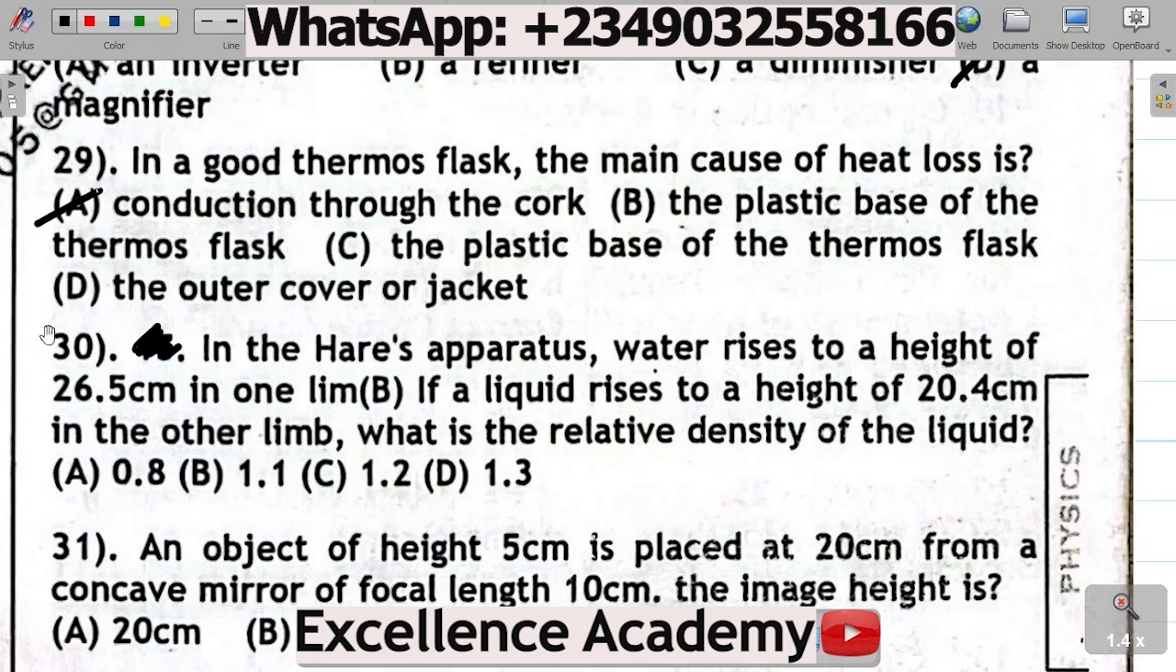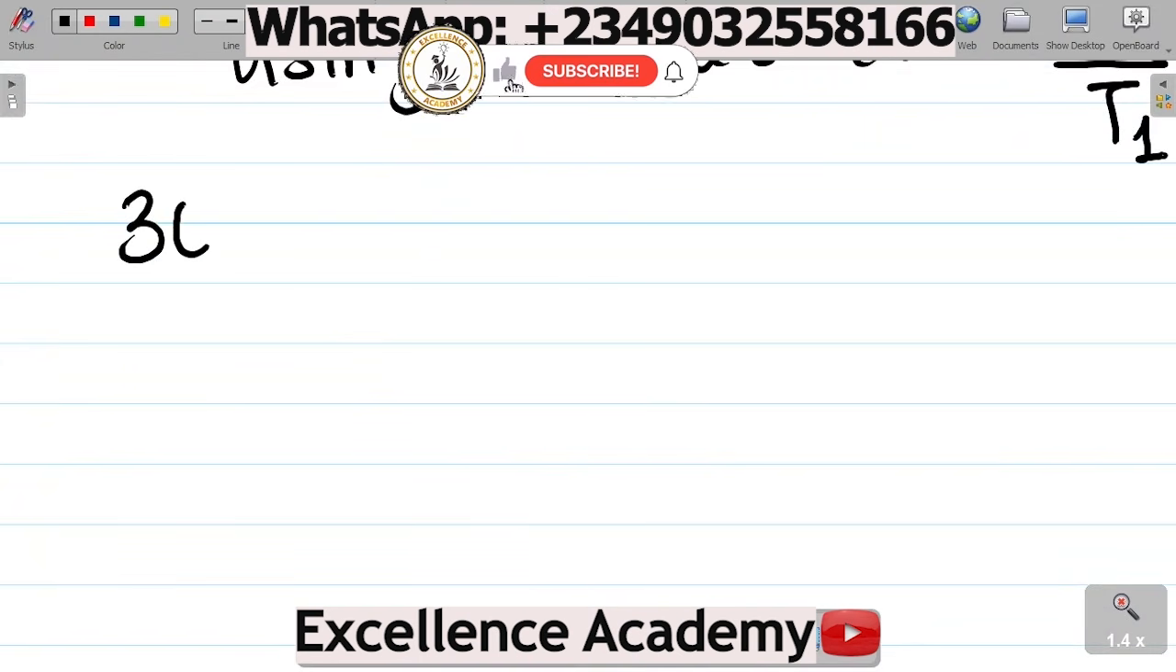All right, finally, question 30. Question 30 says, in the Hertz apparatus, water rises to a height of 26.5 centimeters in one limb. If a liquid rises to a height of 20.4 centimeters in the other limb, what is the relative density of the liquid? A 0.8, B 1.1, C 1.2, D 1.3. So what is the correct answer there? Now you want to take note that in this particular apparatus here, the relative density of liquids are measured by comparing the height at which they rise with water.